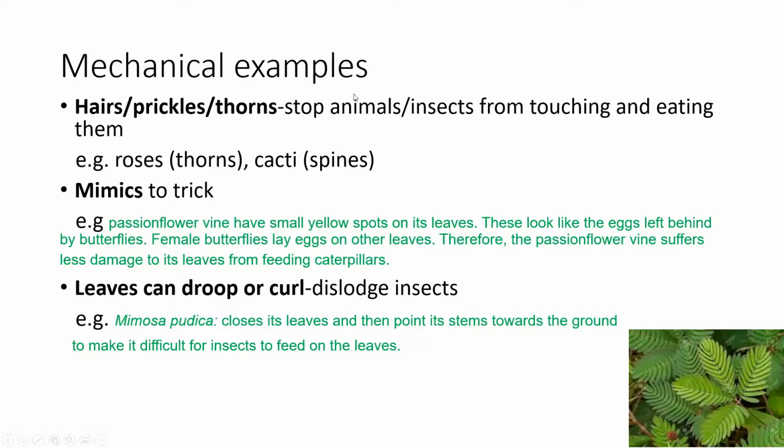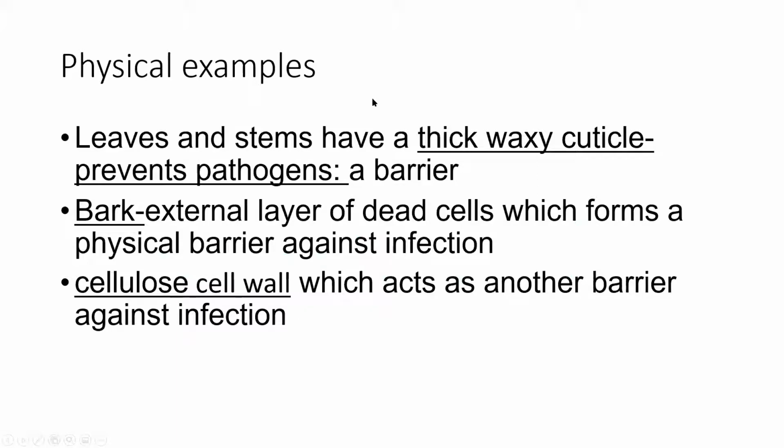Physical examples then include a thick waxy cuticle. So we know that leaves and stems have waxy cuticles, and these can be thick, and it's a barrier to prevent pathogens from entering. You can also have an exterior layer of dead cells, which is known as bark, and again acts as a physical barrier against infection. And many plant and tree species have bark.